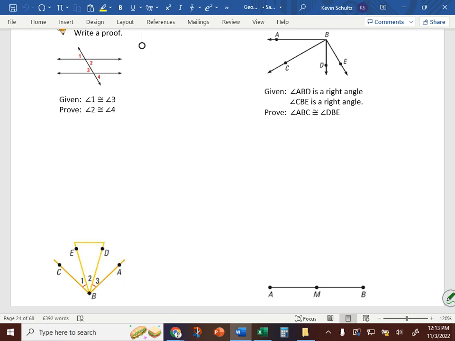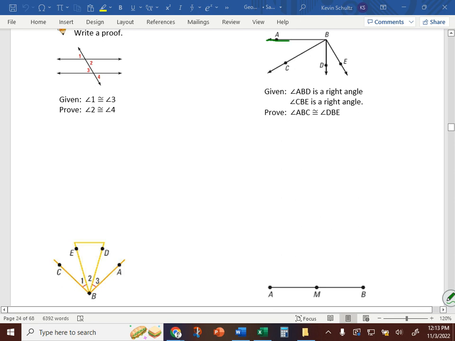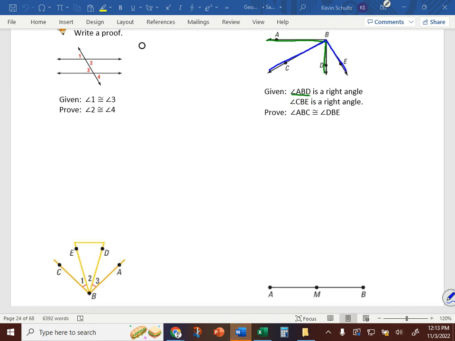No? Doing the one in the top right here, we are given that angle ABD is a right angle, and we're given that CBE is a right angle. Okay, so again here's ABD. I'll underline that and highlight that in green. And then CBE is this one here. And we know that both of them are right angles. And our job is to prove that angle ABC is congruent to angle DBE.